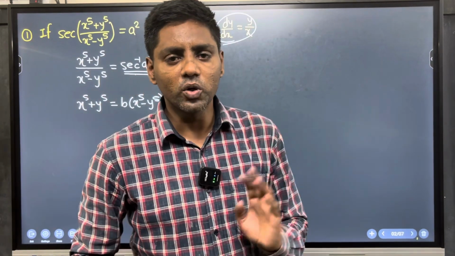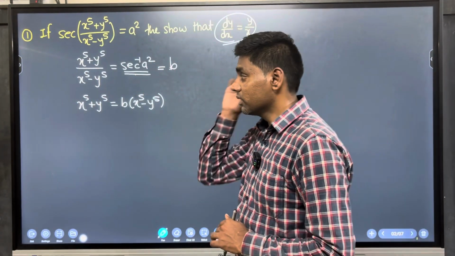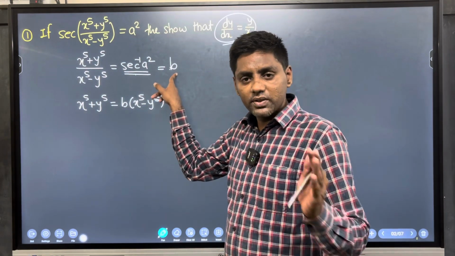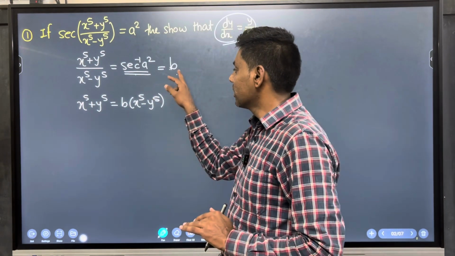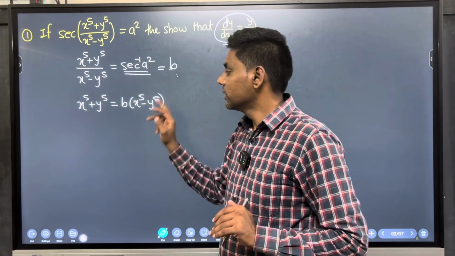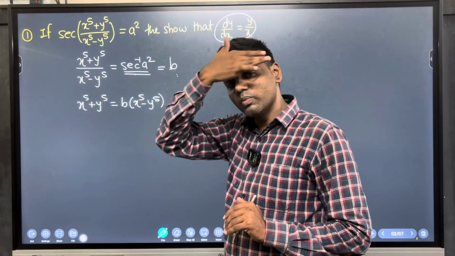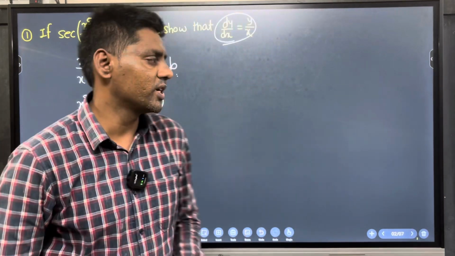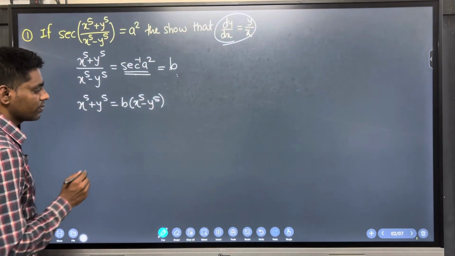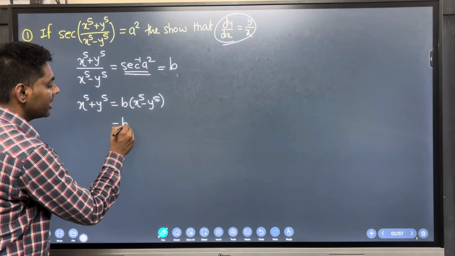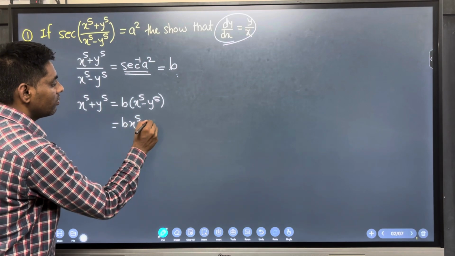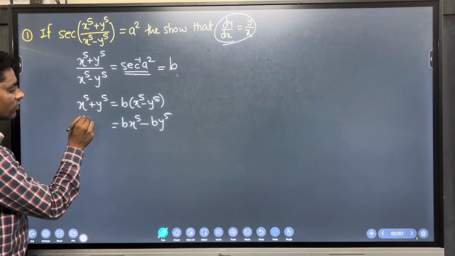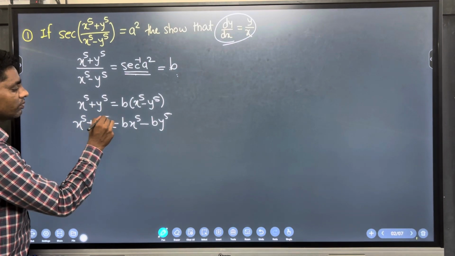The question is simple, only the first step is important. Whatever constant comes, consider it as a single letter, b. After considering that single letter, the terms in the denominator go to the other side as multiplication, and then just solve the bracket expansion. What is the answer of the bracket expansion? b into x raised to 5 minus b into y raised to 5, and here x raised to 5 and y raised to 5 are present.